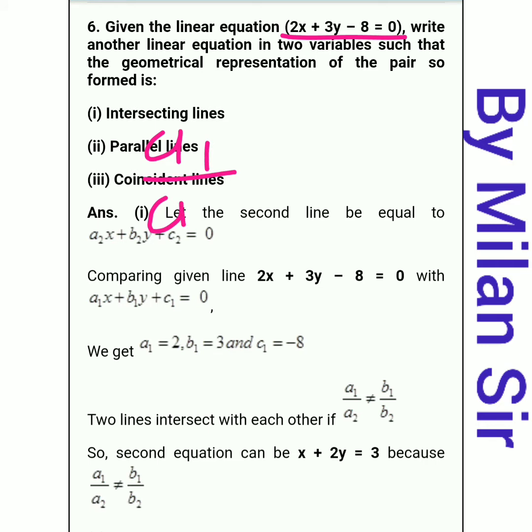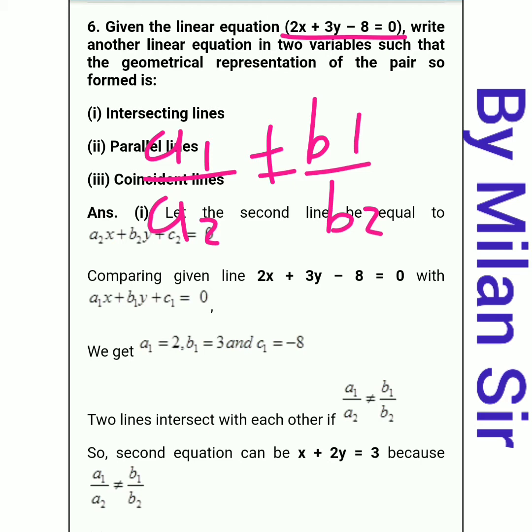A1 upon A2 is not equal to B1 upon B2. This is the condition of intersecting lines: A1 upon A2 is not equal to B1 upon B2. So you can write any equation as an answer which satisfies this condition. Maybe your answer is different from mine. Lots of answers are possible, but we need to give one answer.